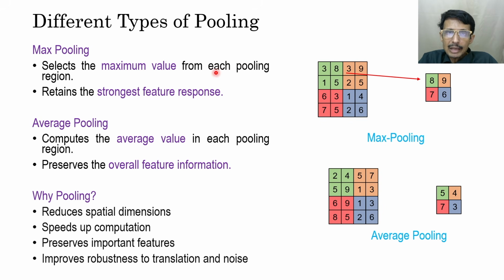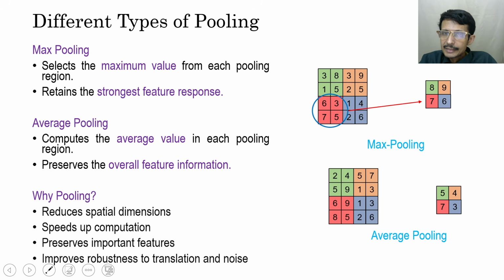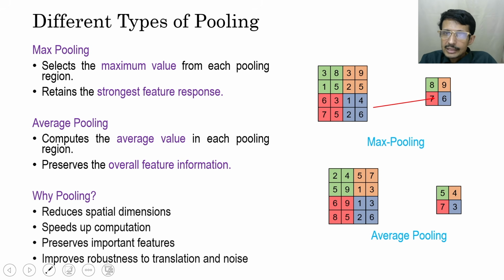It selects the maximum value from each pooling region. Here you can see 3, 8, 1, 5, and so on, and we can say that 8 is the highest here. So it retains the strongest feature response. Here we get 9 out of this, 7 out of this, and 6 out of this. So this is called max pooling.